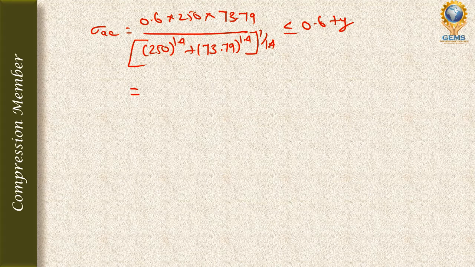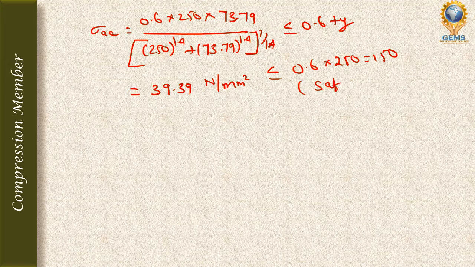So the value of this is 39.39 Newton per mm square. This value is less than 0.6 into 250, which is equal to 150. So hence it is safe. Sorry, not safe, it is okay. So the section is okay, the sigma value is okay.